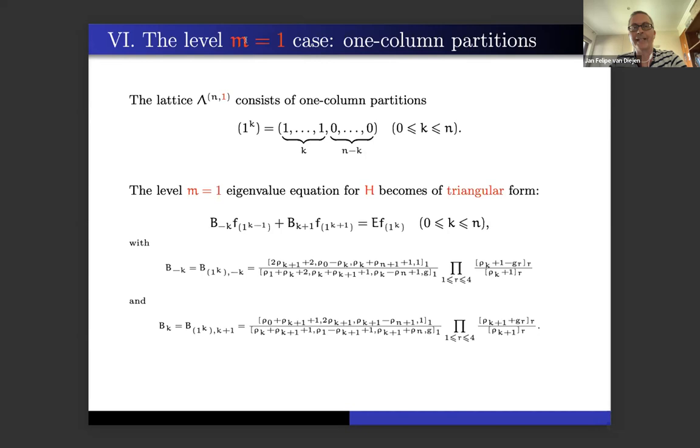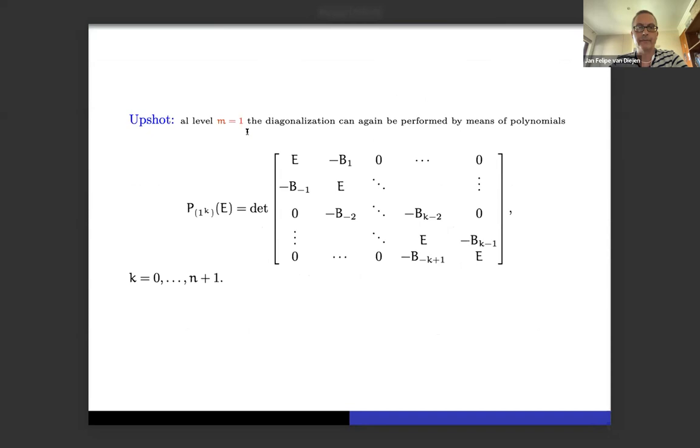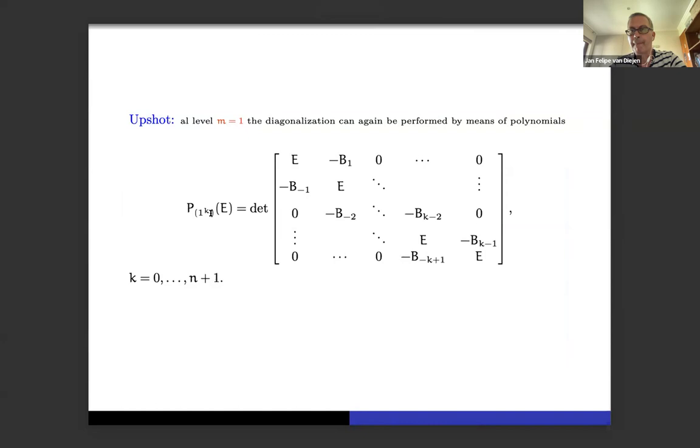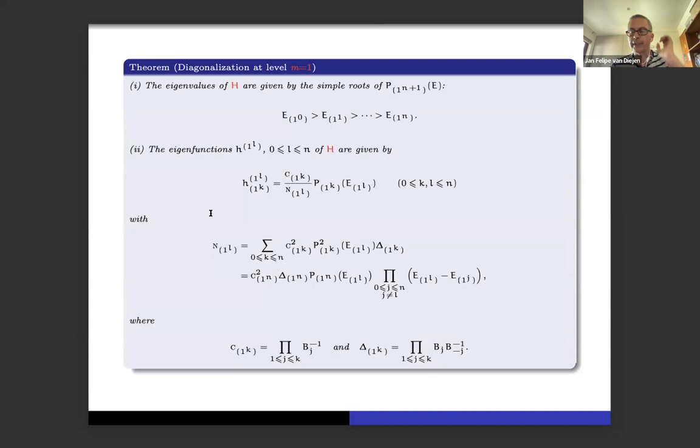So you construct the determinants to get the characteristic polynomial and the eigenvectors, and you get the following result. In this case, the eigenvalues are again simple. This is the ordering corresponding to the numbering in the main theorem. And these are the simple roots of the polynomial P corresponding to the partition n plus one ones. So it's this determinant, but for k equal to n plus one. So that's just a polynomial. It has simple zeros because the product of off diagonals is positive. And so that means that the spectrum is again simple for the whole parameter space, not just generically.